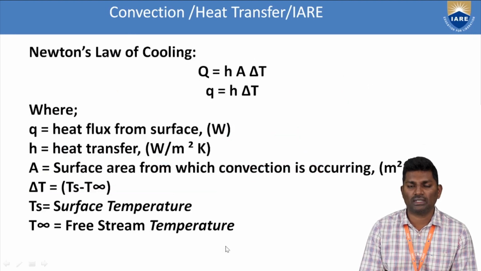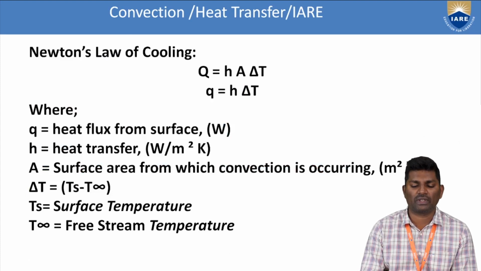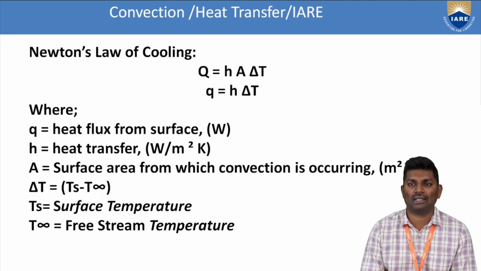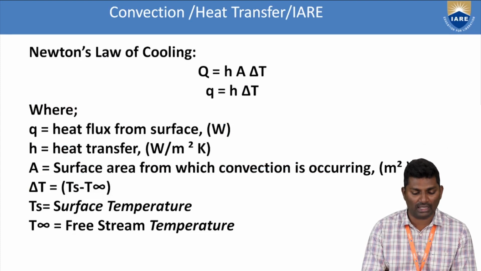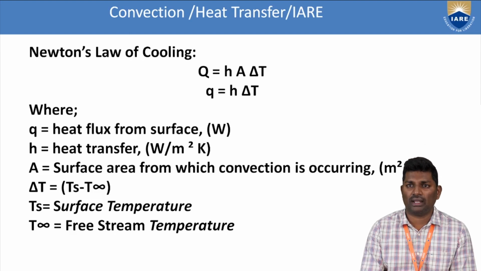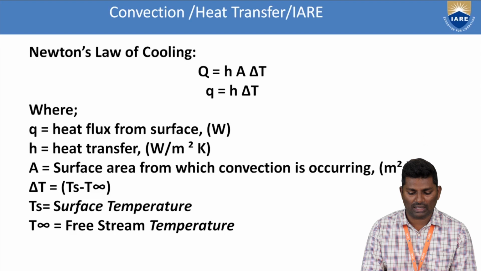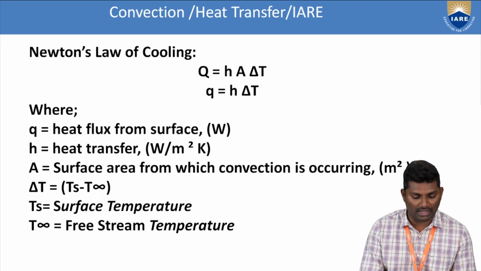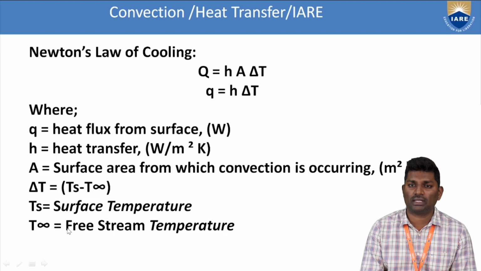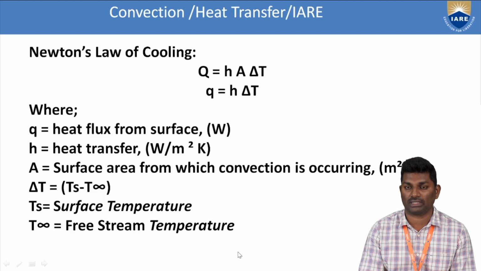So this is the process of convection, and the law is given by Newton, called Newton's law of cooling, and the equation for this is Q is equal to hA delta T. Here h is called the heat transfer coefficient, A is the area of the given surface, and delta T is the change in temperature. Again here small q is called the heat flux, and it is given by h delta T. Delta T is nothing but the difference between the surface temperature and the free stream temperature. That difference is called delta T in convection.